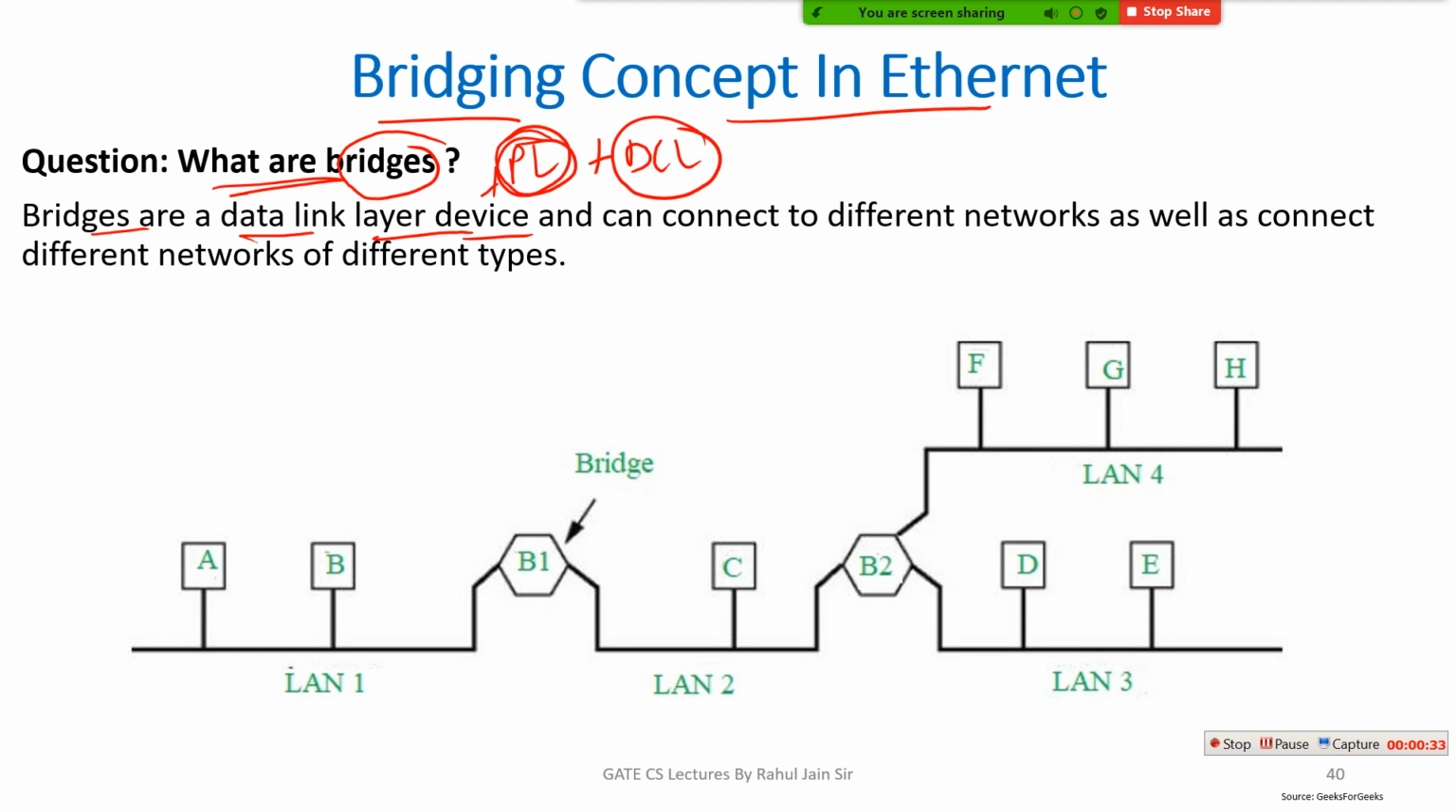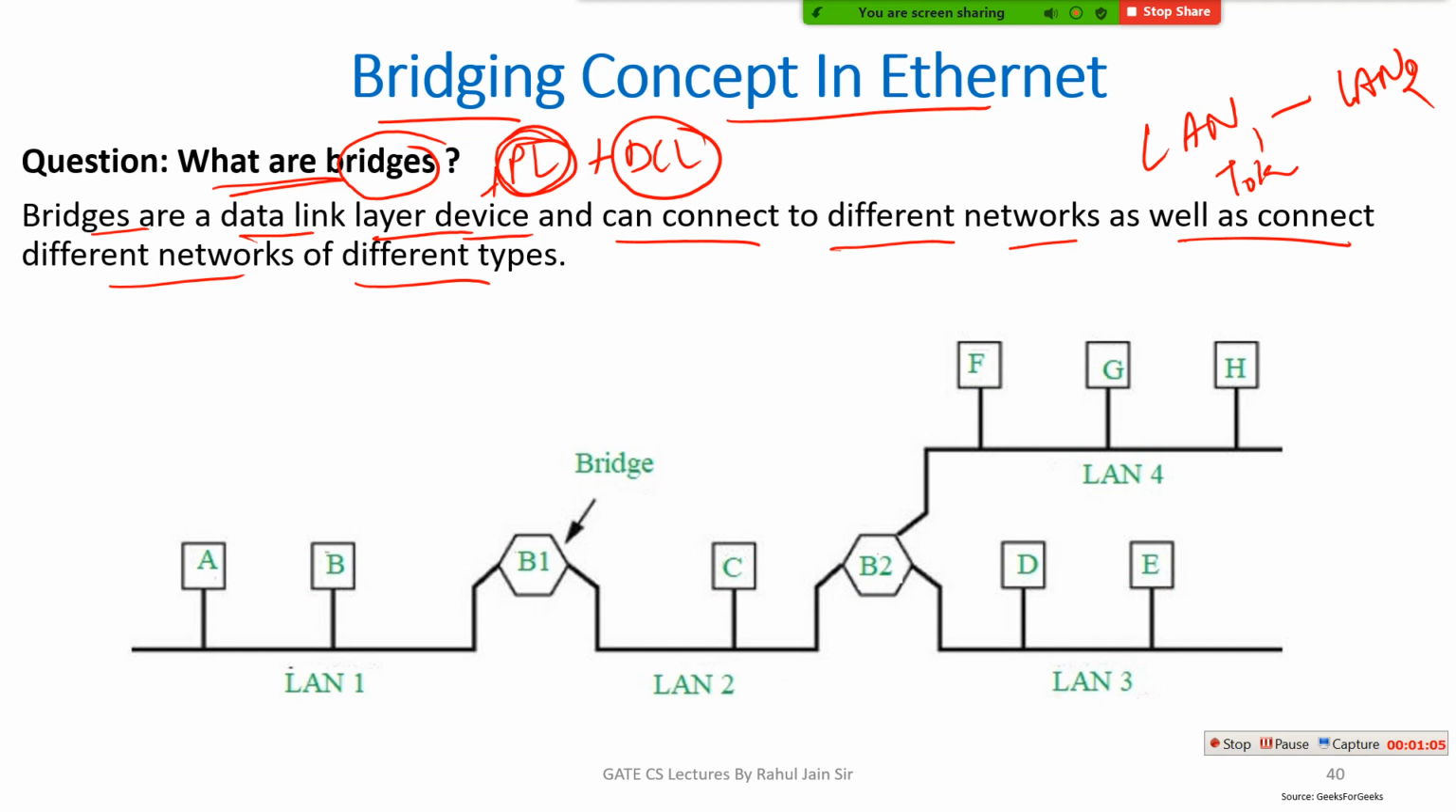Bridges work on the physical layer plus data link layer and can connect different networks, as well as networks of different types. Means it can connect different LANs like LAN 1 and LAN 2, as well as LANs of different types, like one based on token ring and another based on mesh topology. So this is the basic definition: it connects different LANs.